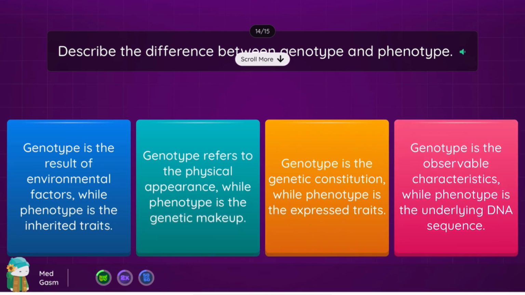Option 3. Genotype is the genetic constitution, while phenotype is the expressed traits. Option 4. Genotype is the observable characteristics, while phenotype is the underlying DNA sequence.